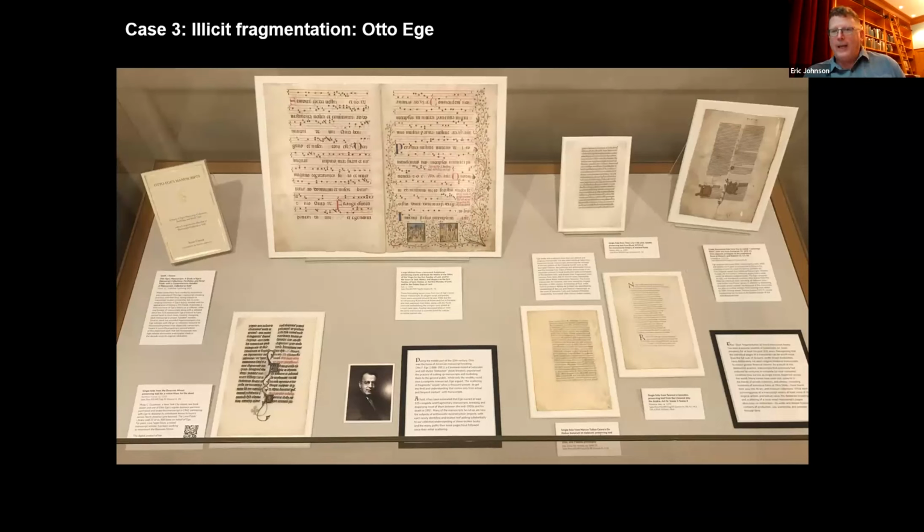And you really cannot tell that story of illicit fragmentation and Ohio and North America without mentioning Otto Ege. So Ege is the first case here, and I'm sure everyone attending this is familiar with who Otto Ege is, but just on the off chance there isn't, he was a Cleveland art educator who collected manuscripts from really the 1920s until his death in 1951.